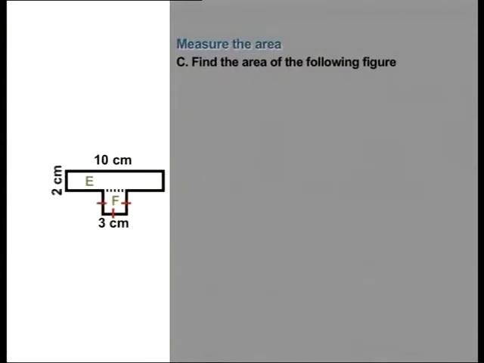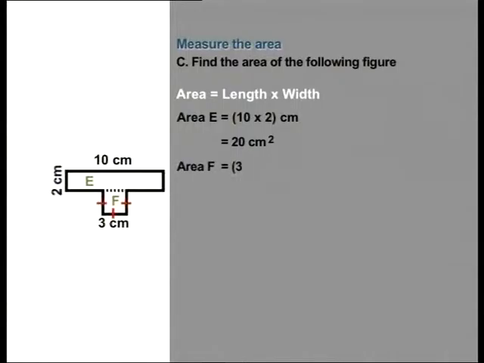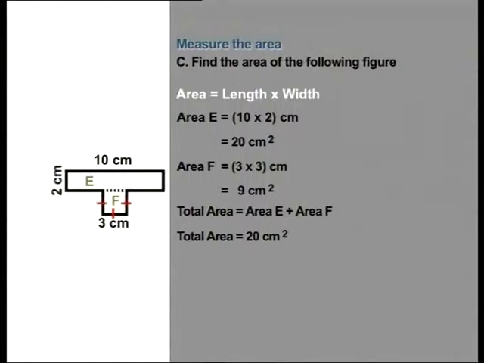The rule is area equal to length multiplied by width. Area E is 10 cm multiplied by 2 cm equal to 20 cm square. Area F is 3 cm multiplied by 3 cm equal to 9 cm square. Add it up. 20 cm square plus 9 cm square equal to 29 cm square. The answer is 29 cm square.